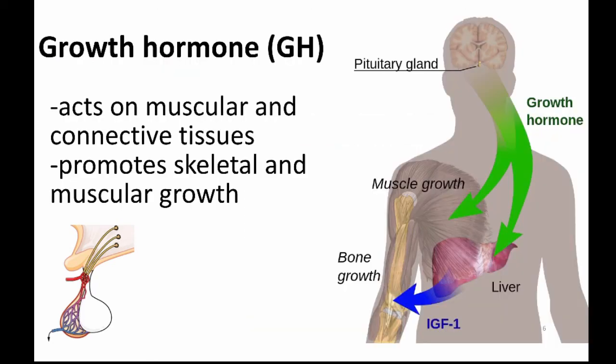Growth hormone is responsible for stimulating growth and also maintaining growth. It's released from the pituitary gland, and its targets are muscle, bone, and cartilage. Don't worry about this part down here. It's AP2 level stuff.